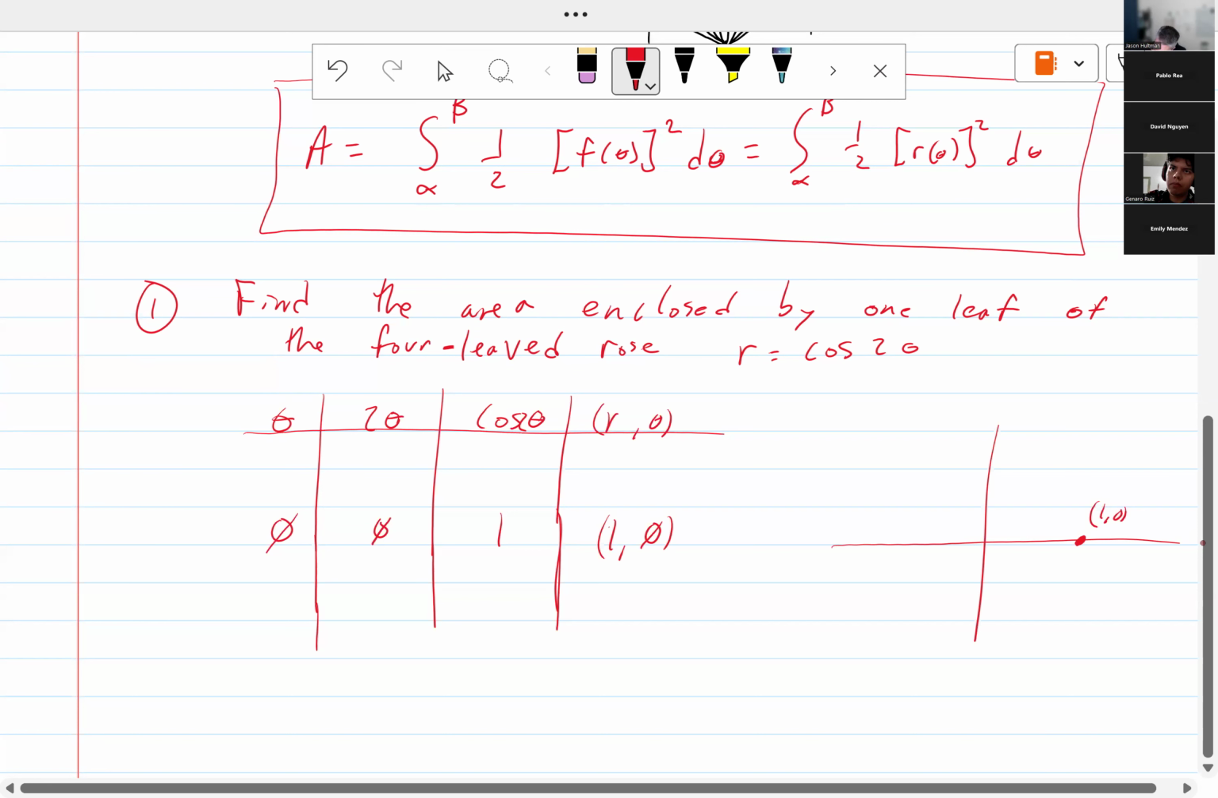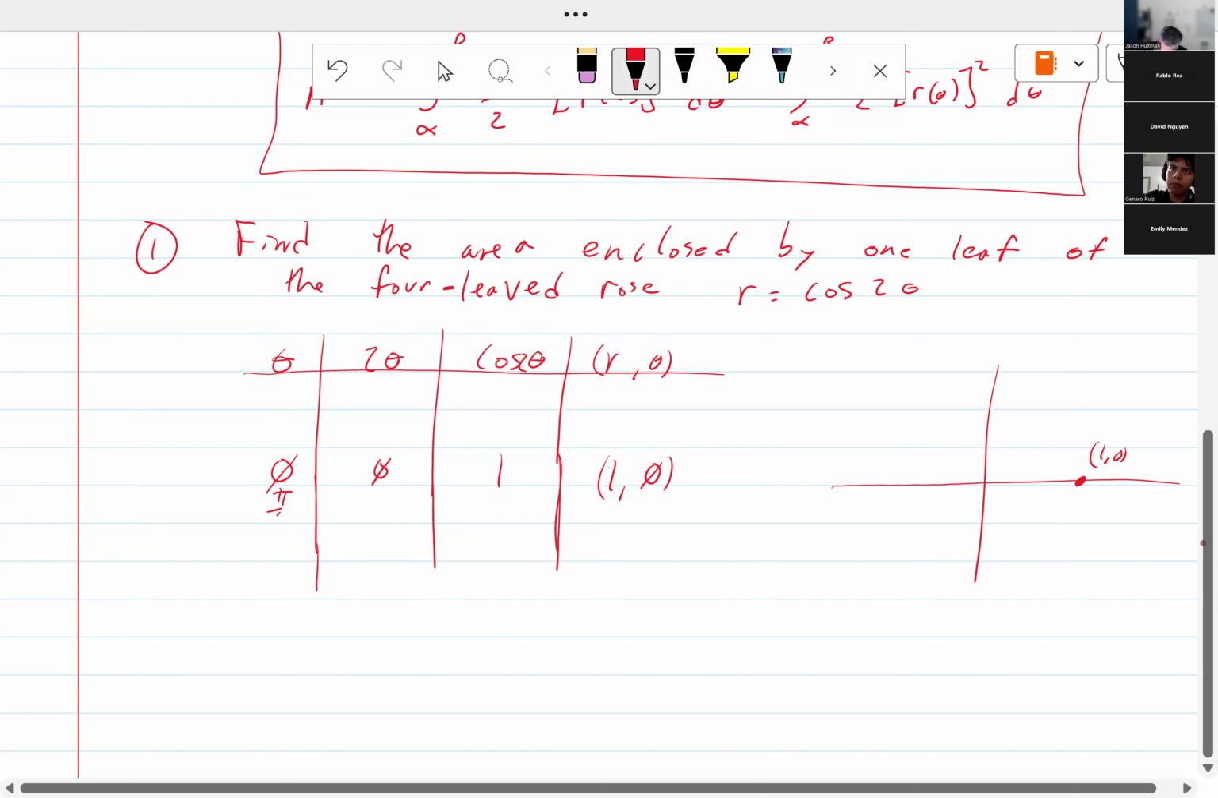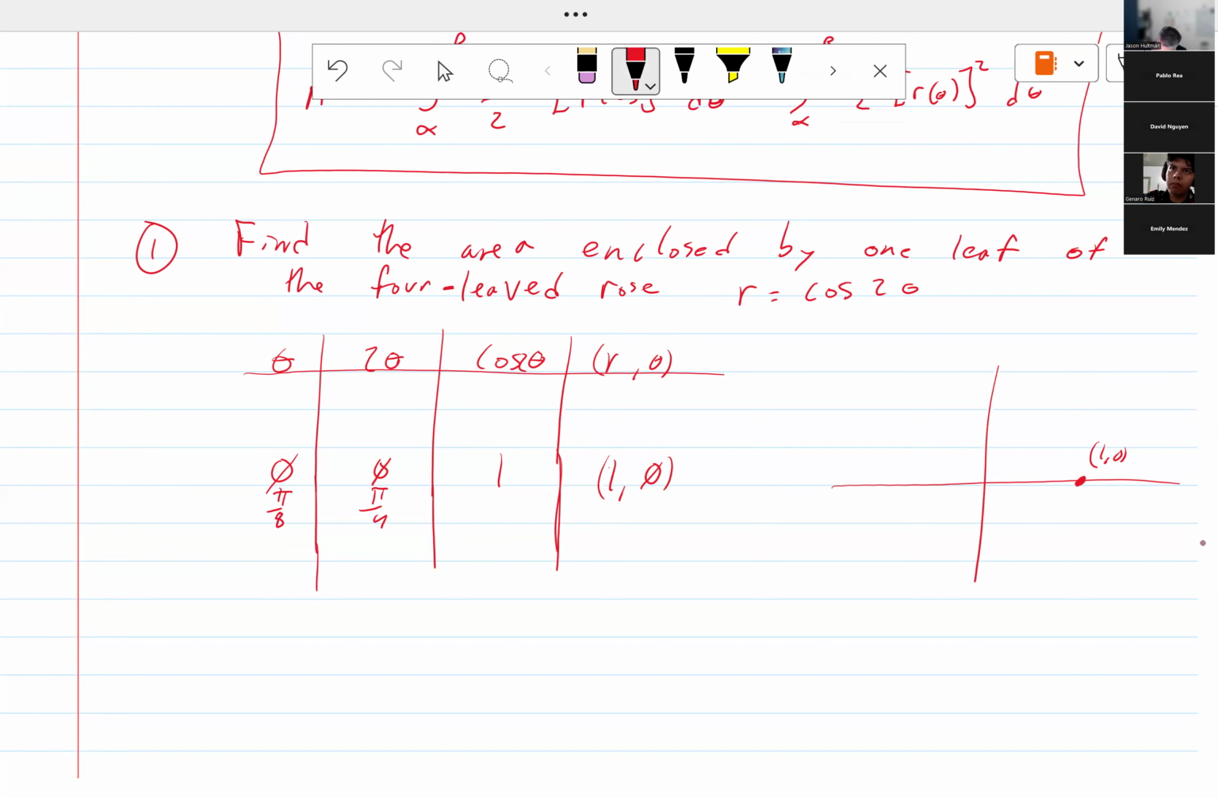What happens if I take, say, pi over 8? Then I get pi over 4, which is radical 2 over 2. So this becomes radical 2 over 2, pi over 8. If I take pi over 4, I get pi over 2, and cosine pi over 2 is 0.